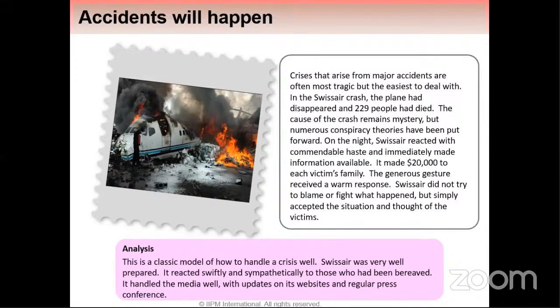This is a classic model of how to handle a crisis well. Whenever a crisis occurs in any way, the first thing to do is to save the situation, not to blame or look for who to blame. So Switch Air was very well prepared. It reacted swiftly and sympathetically to those who had been bereaved. It handled the media well with updates on its website and regular conferences.